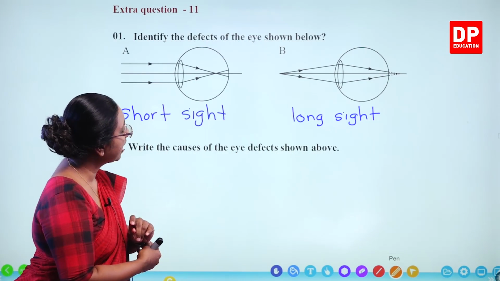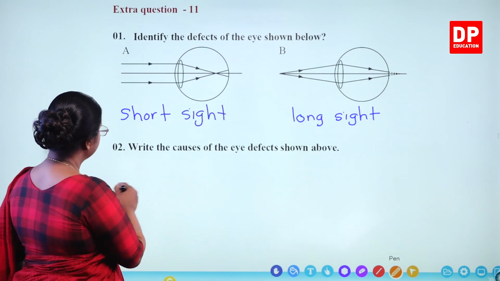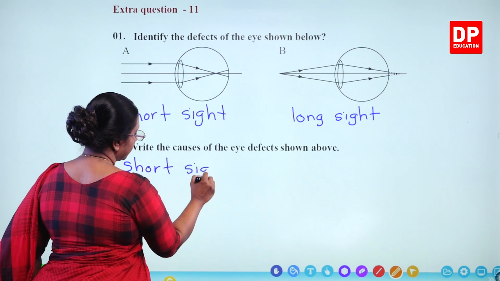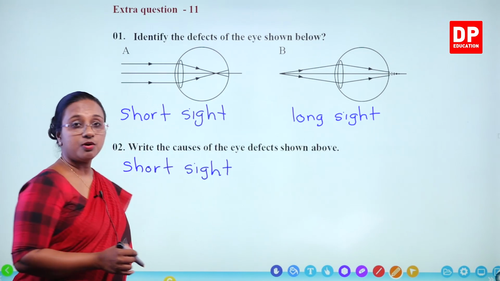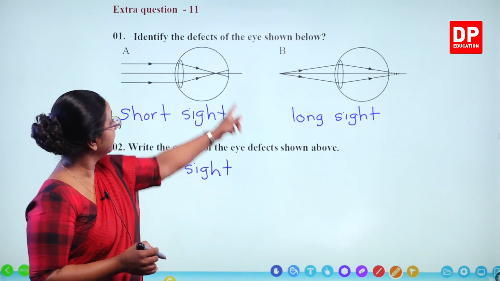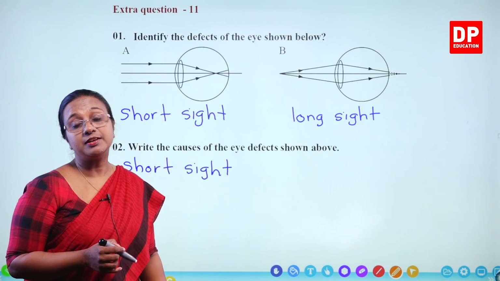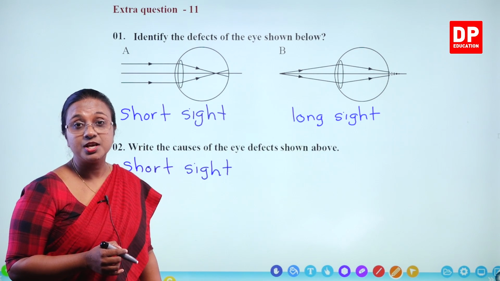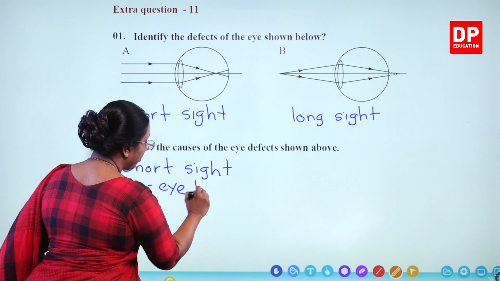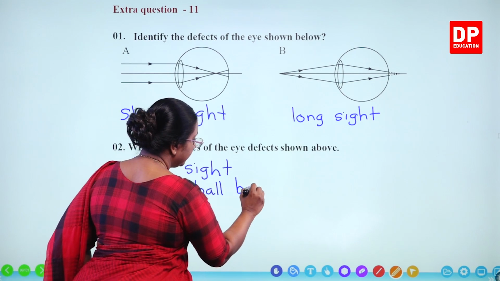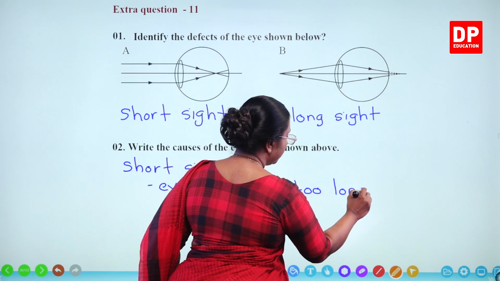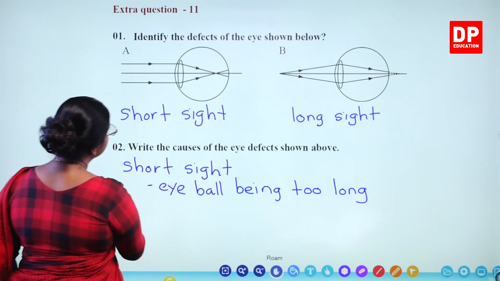Write the causes of the eye defects shown above. So what is the first one? It is the short sight. What are the causes? You can see you cannot see the far object clearly. It forms in front of the retina. So that means the eyeball is too long. So one reason, the eyeball being too long. And what is the other reason?